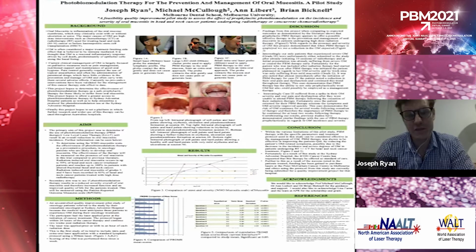One of the patients, the first patient employed in the study, was undergoing radiation therapy at 70 gray, which is the maximum head and neck radiation dose here in Australia, for nasopharyngeal carcinoma, which is at a very high risk of oral mucositis. He was also having chemotherapy, which puts him at an even higher risk.